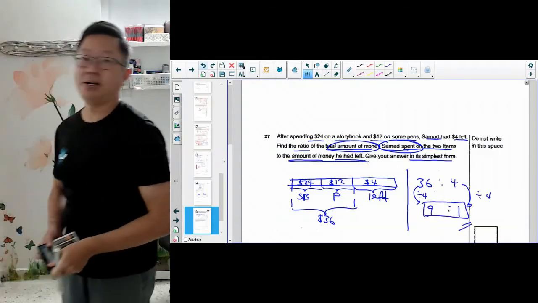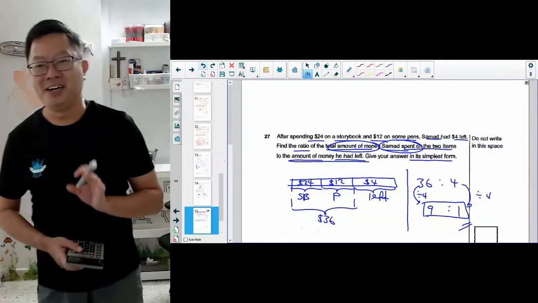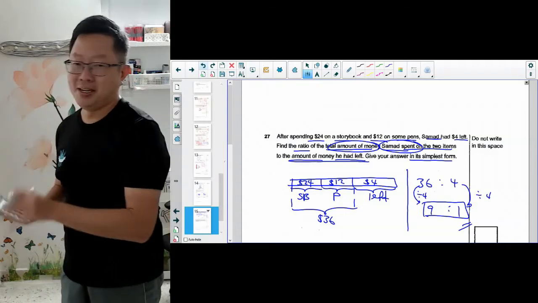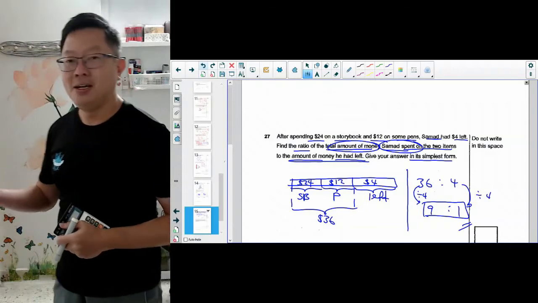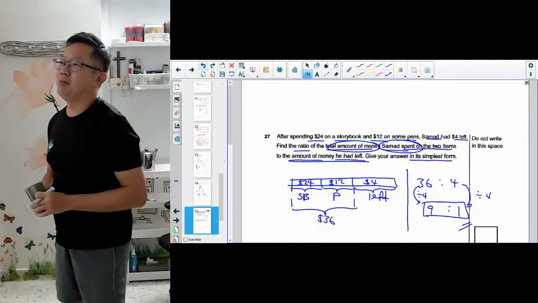So actually this question is quite easy. But honestly, when I was looking at this problem, I was a little unsure of how to do it immediately. So I have to think of a model drawing. And then through the model, I start to know how to do it already. Okay, so let's go to question 28.